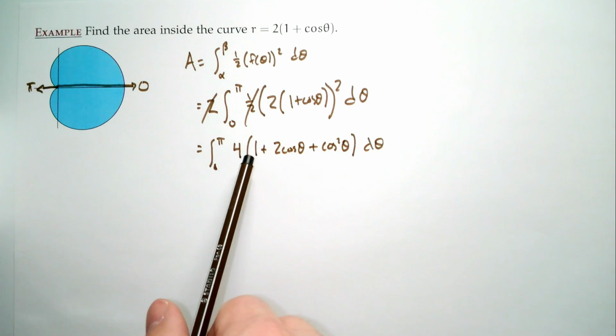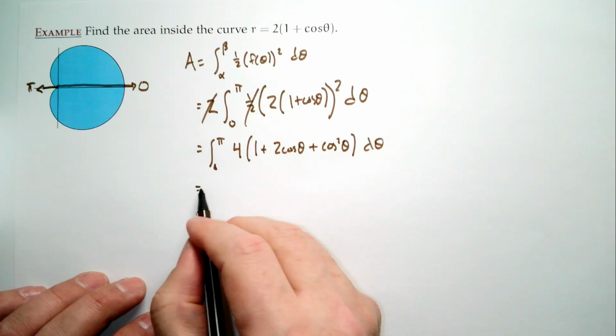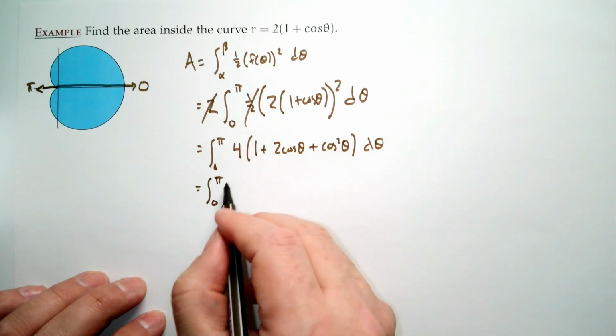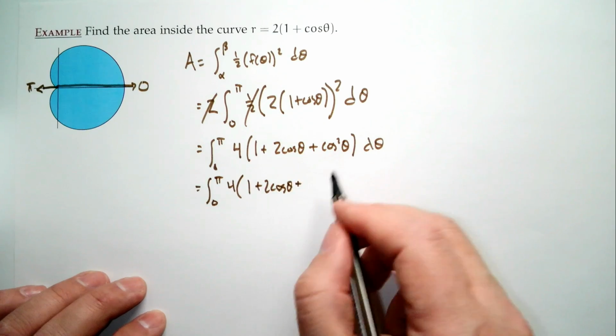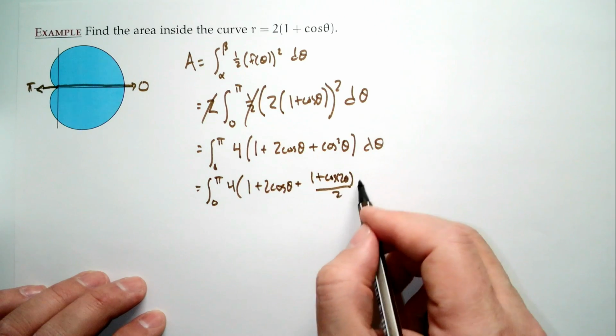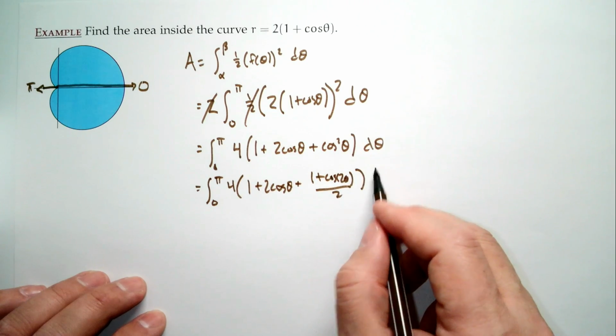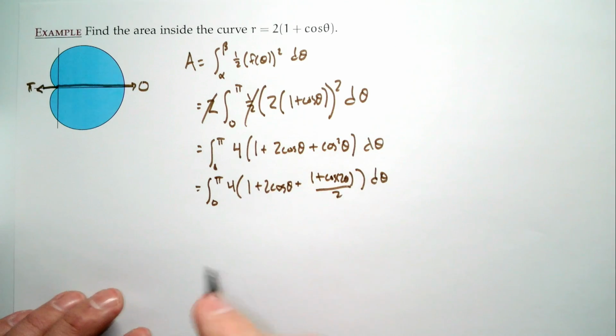The 1 is fine. We can integrate that. The 2 cosine theta, no problem. And cosine squared? Power reduction. So for 1 plus 2 cosine theta plus (1 plus cosine of 2 theta) over 2, because this is the power reduction we just talked about a few moments ago. Hasn't changed since then. I'll go ahead and multiply the 4 through.